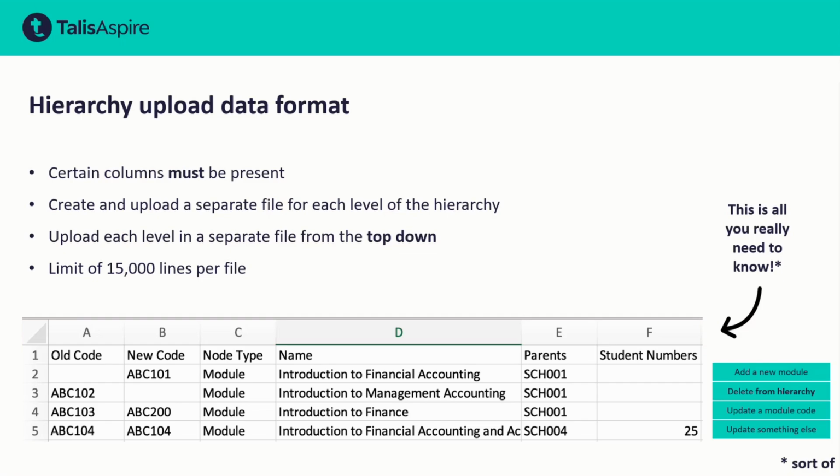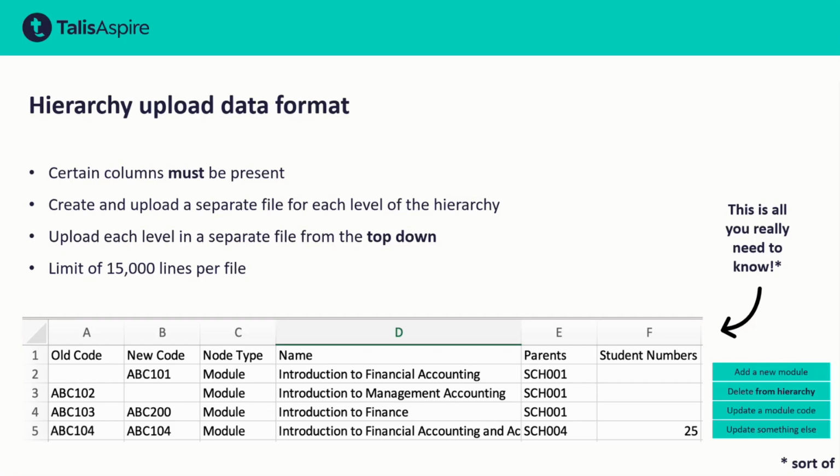So this row here is going to add the new module. There is no old code. There is a new code, so we know that we're adding a new module there. And again, we're adding that node, not a list. In row 3, we have ABC 102 in the old code field. We have nothing in the new code field. Again, module for the node type and the course name. This row is going to delete that node from the hierarchy because it's got an old code. We're saying that the new code shouldn't be there, so it's going to delete it.